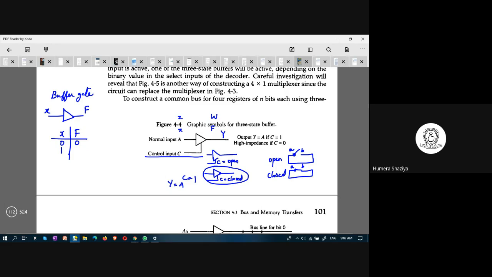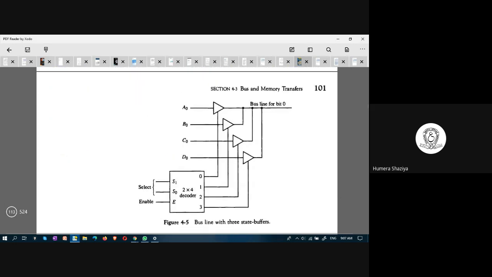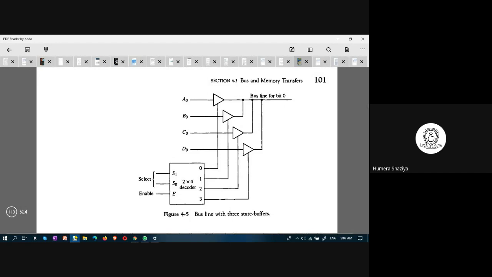The state in which C is open, meaning there is no connection here, is known as the high impedance state. Apparently, the input won't travel to the output, and it results in a high impedance state. That state is known as high impedance state when C is 0. Do you understand this three-state buffer? This three-state buffer is now used in combination with other three-state buffers to create a bus.